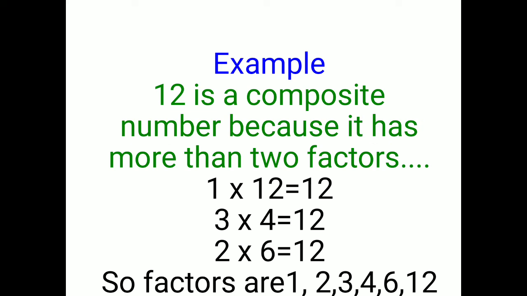12. 12 is a composite number because it has more than two factors, like 1 into 12 is equal to 12, 3 into 4 is equal to 12, 2 into 6 is equal to 12. So the factors are 1, 2, 3, 4, 6 and 12, means more than two factors. That means 12 is a composite number.